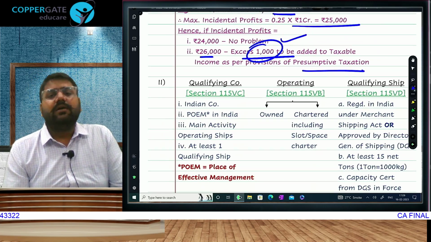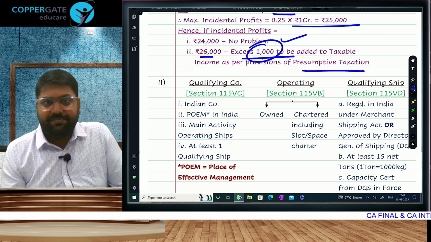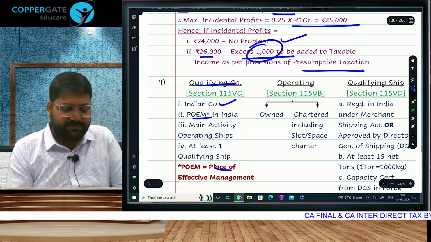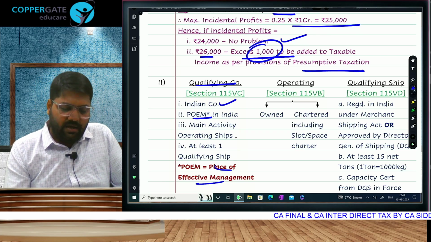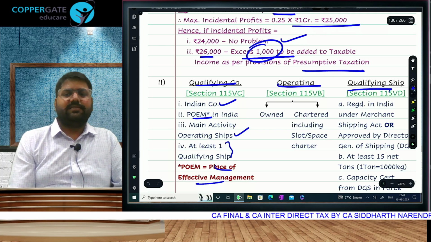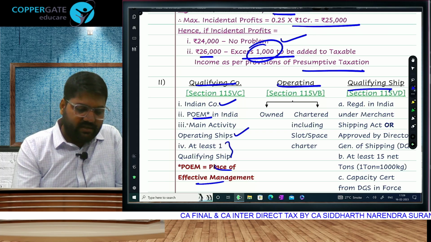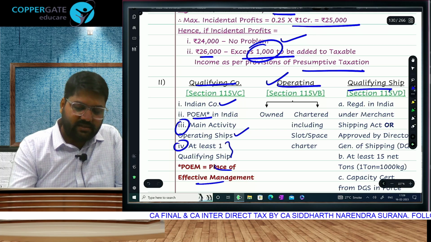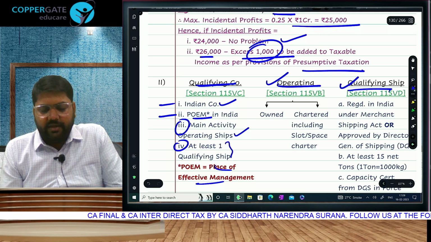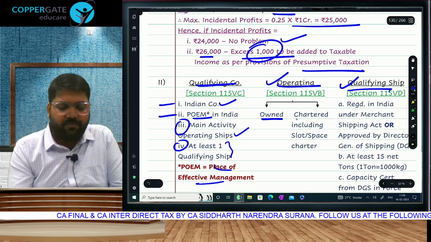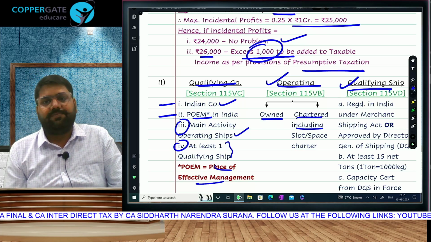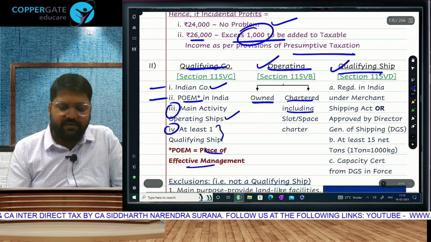In order to get the eligibility for this chapter, first, you have to be a qualifying company, that is an Indian company whose POEM, that is place of effective management, is in India, and it must be operating a ship. This is the second condition here, and having at least one qualifying ship is the third condition here. So, this condition is nothing but what is written here, and this condition is nothing but what is written here. Effectively, a qualifying company is an Indian company with POEM in India. You are operating a ship, that means you can buy the ship and operate, or you can charter. Charter means take on rent, not the full but a part of the ship, that is slot charter or space charter, but it has to be a qualifying ship.